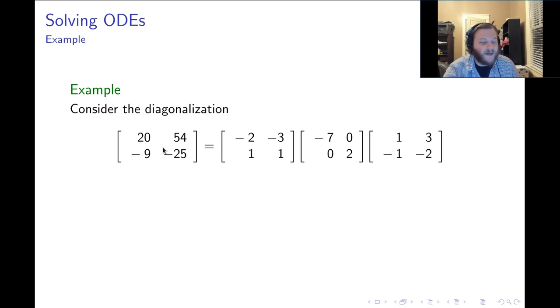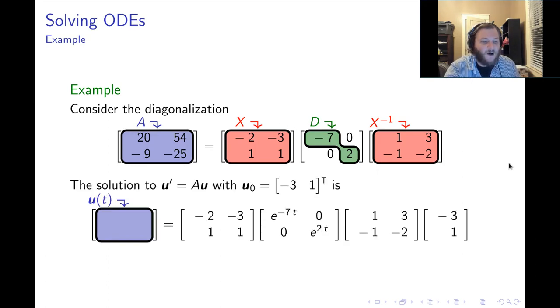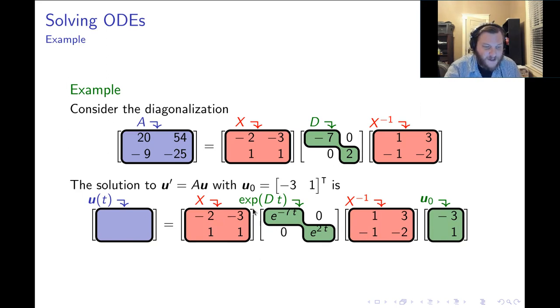Here we were looking at a diagonalization of the form A equals X times D times X inverse. Let's say now that this matrix A was the coefficient matrix in our initial value problem, and that the initial values in the vector u were -3 and 1. What our theorem from the previous slide says is that this initial value problem is uniquely solved by a vector function u of t, which equals, what's our formula here? This should be X times the exponential of D times t times X inverse times u sub 0.